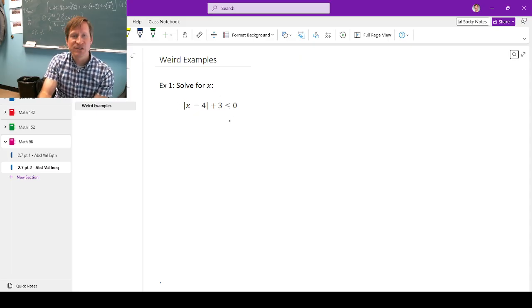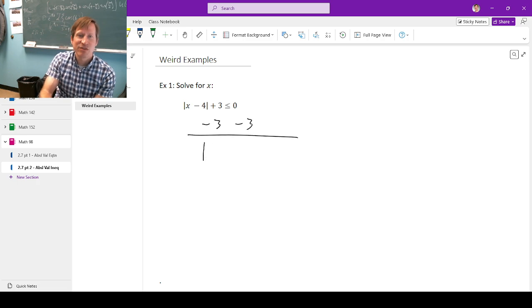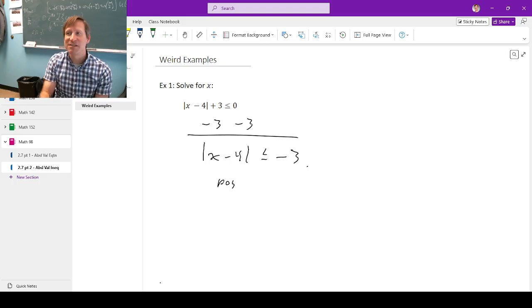equal to 0. So first let's isolate the absolute value. Move the 3 to the other side by subtracting 3 from both sides. We get absolute value of x minus 4 is less than or equal to minus 3. And then ask ourselves, how is it that the absolute value of something could be less than or equal to minus 3? This absolute value on the left, whatever it is, has to be positive because it's an absolute value, right? The absolute value forces it to be positive.